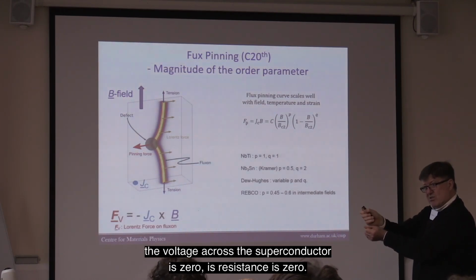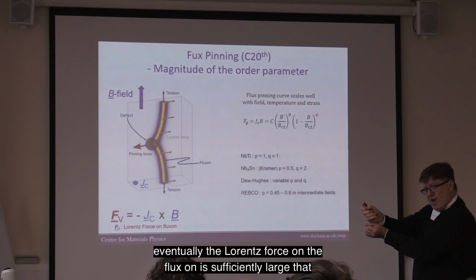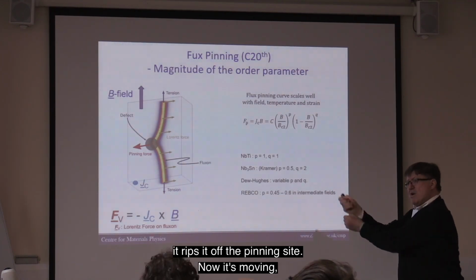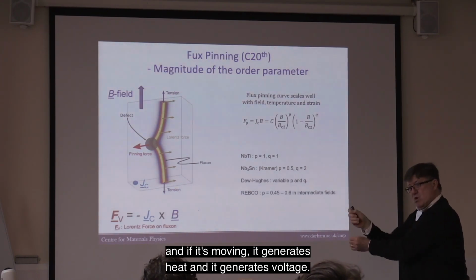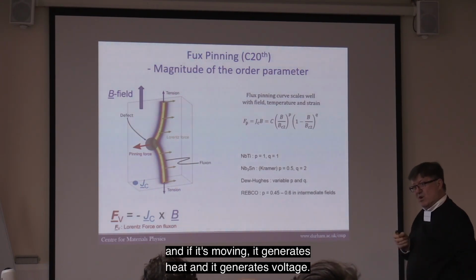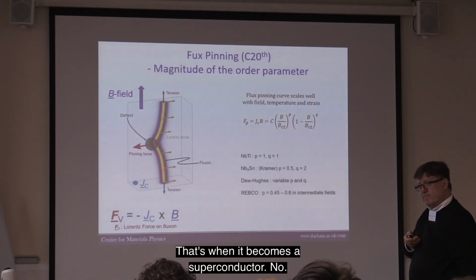Its resistance is 0. Then as I increase the current through the superconductor, eventually the Lorentz force on the fluxon is sufficiently large that it rips it off the pinning site. Now it's moving, and if it's moving, it generates heat and it generates voltage. That's when it becomes a superconductor, right? No.